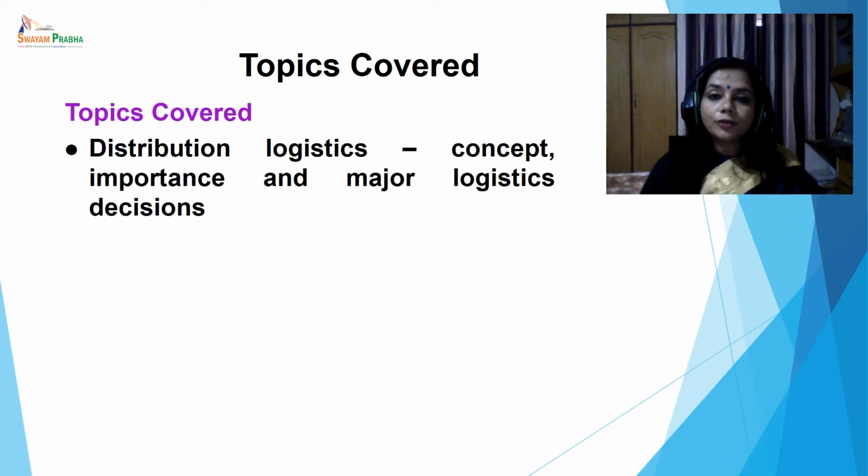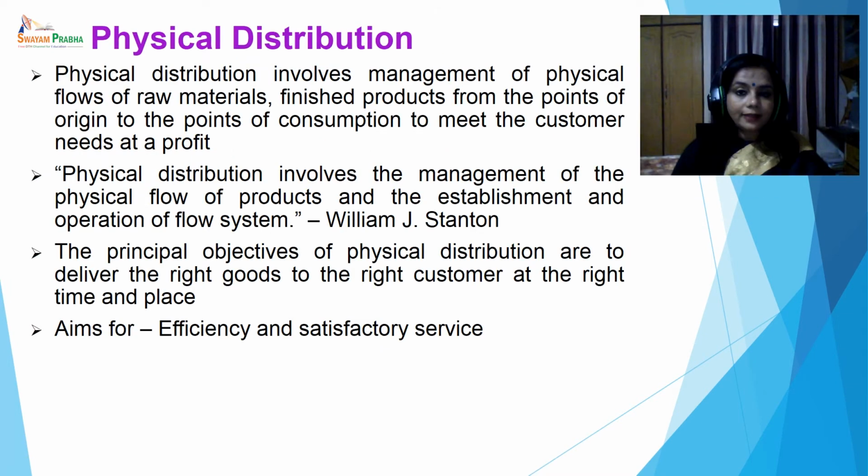In this lecture, we will discuss the distribution logistics, concept, importance and major logistic decisions. Physical distribution. We have said that distribution strategy involves two important considerations. One is the channel of distribution and another is the physical distribution. Physical distribution involves management of physical flows of raw materials, finished products, from the points of origin to the points of consumption to meet the customer needs at a profit. It covers all activities in the flow of goods between producer and consumer.